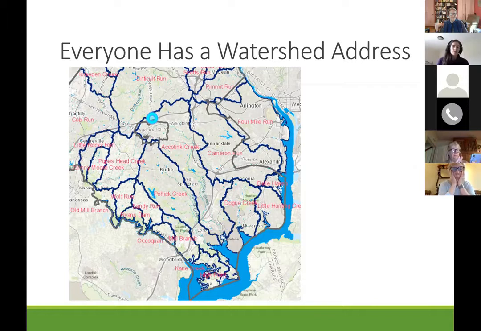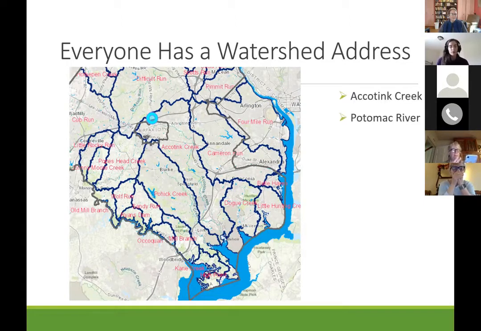So these are some boundaries of the more major watersheds: Powhatan Creek, Accotink Creek, Difficult Run. Each of those watersheds can be broken down into smaller and smaller parts for those little feeder streams. So, but these are kind of the main categories that we talk about when we break down.